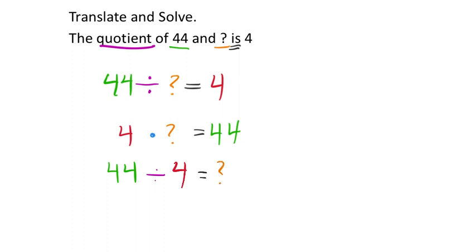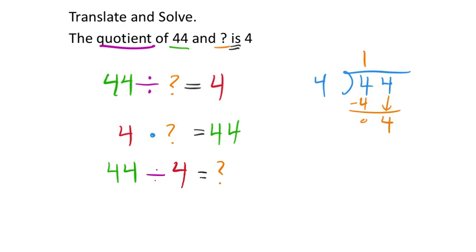Okay, well, let's use some long division here. That should help us find that question mark. It's going to be 44 divided by 4. So 4 will go into 4 once. 1 times 4 is 4. When I subtract that, it zeroes out, so drop this 4.